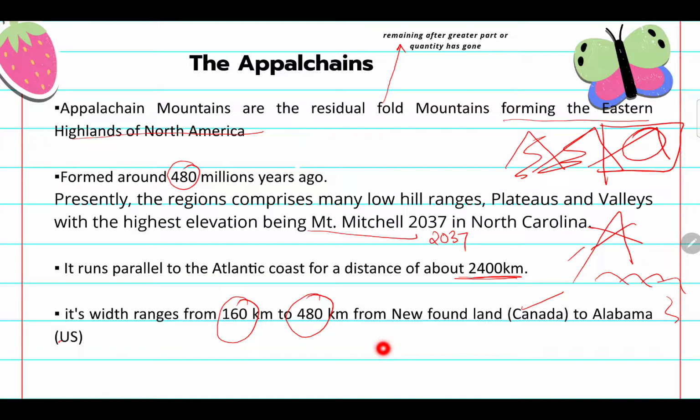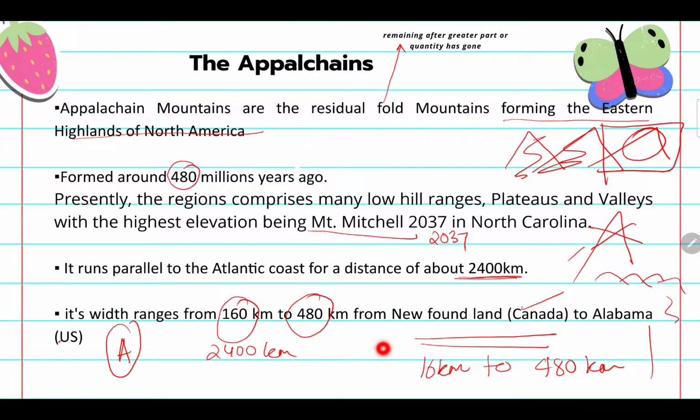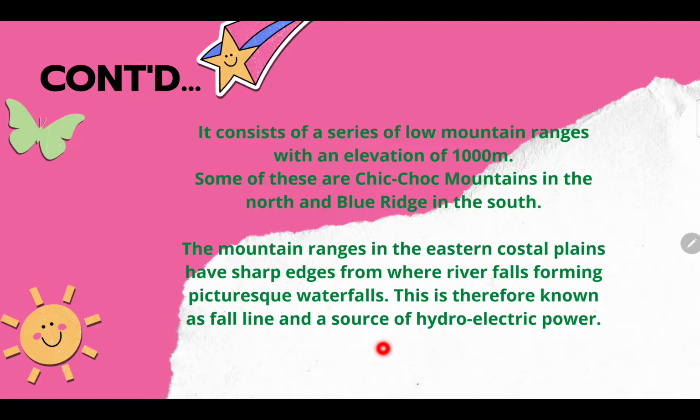Now we are talking about the Appalachians, that it runs parallel to the Atlantic Ocean for 2,400 km, and its width ranges from 160 km to 480 km, from Newfoundland, that is Canada, to Alabama in USA. Now it consists of a series of low mountain ranges. The Appalachian region consists of low mountain ranges with an elevation of only about 1,000 meters.